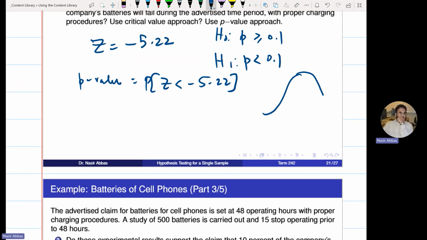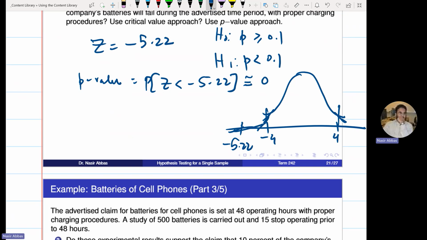Just look at this graph. The majority of the Z distribution is between minus 4 and plus 4, almost 100%. Outside this is almost 0. So less than minus 5.22, minus 5.22 is here, so less than that will be almost 0. Because the p-value is 0, what will you do?